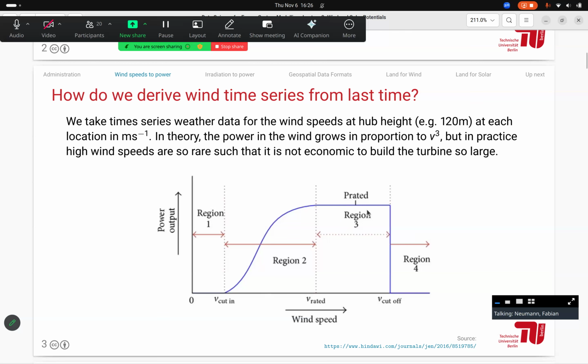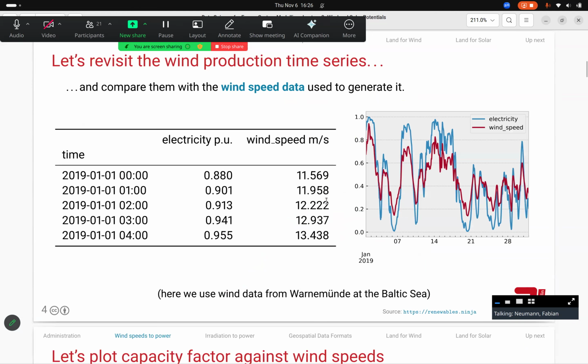There's lots of complicated technical stuff going on here in the middle, like even though the energy in the wind increases, how do we maintain constant power output? You can control, for example, also the pitch of the blades and things like that. This is not part of the course, but it's just here to give you an intuition of how we get from the meteorological data to the power output data.